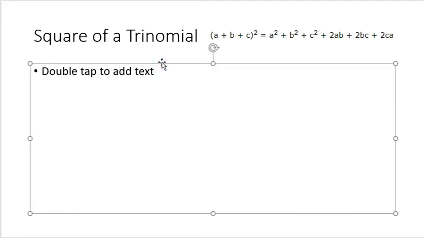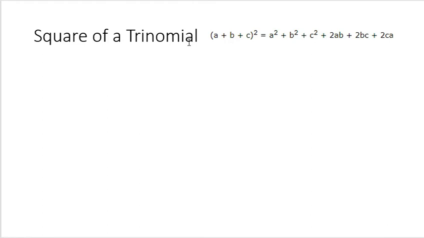Next, the square of a trinomial. This is the special product that has a long formula. It takes a long time to do. If we have 3 terms, first we square the first term, square the second term, square the last term, and then 2 times a times b, and then 2 times b times c, and then 2 times c times a. Okay? That is the square of a trinomial.